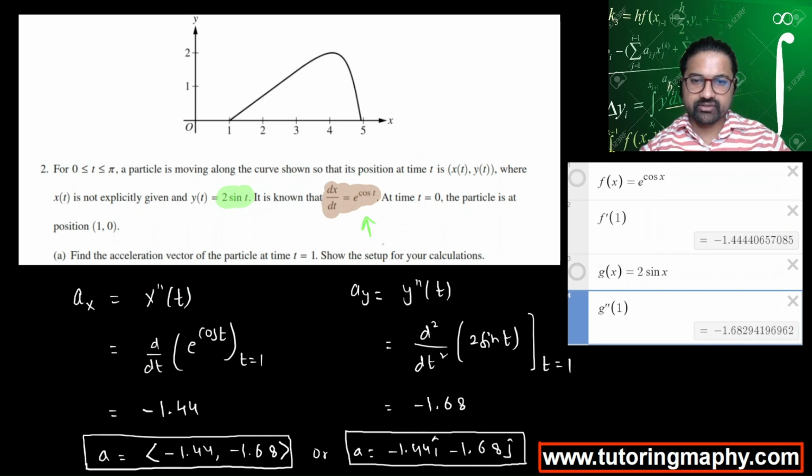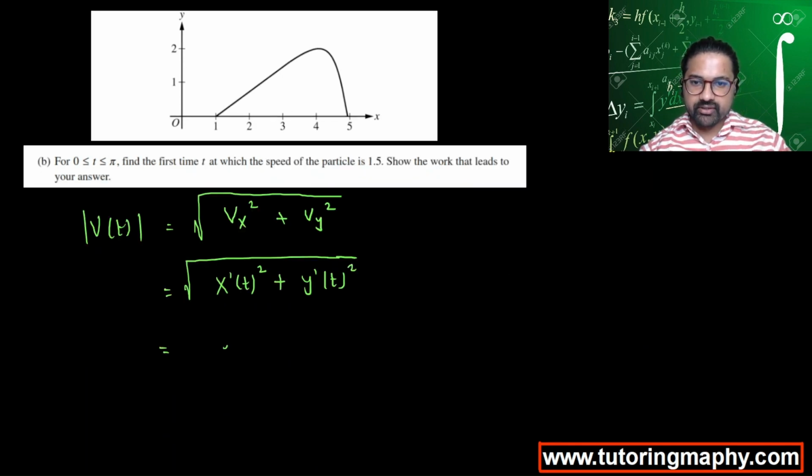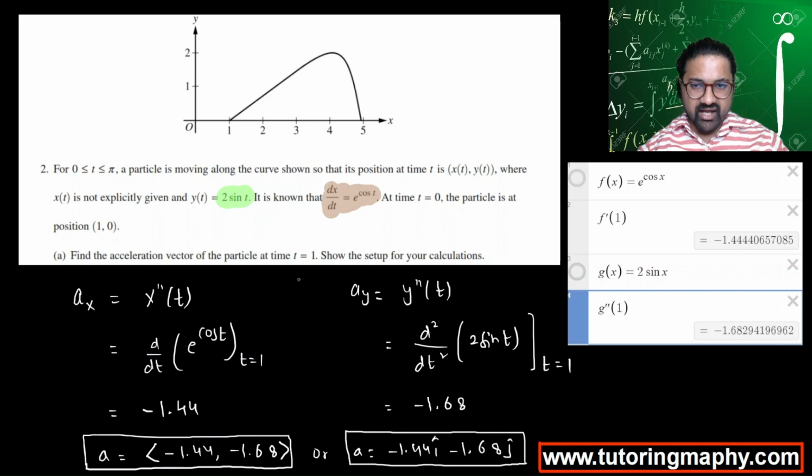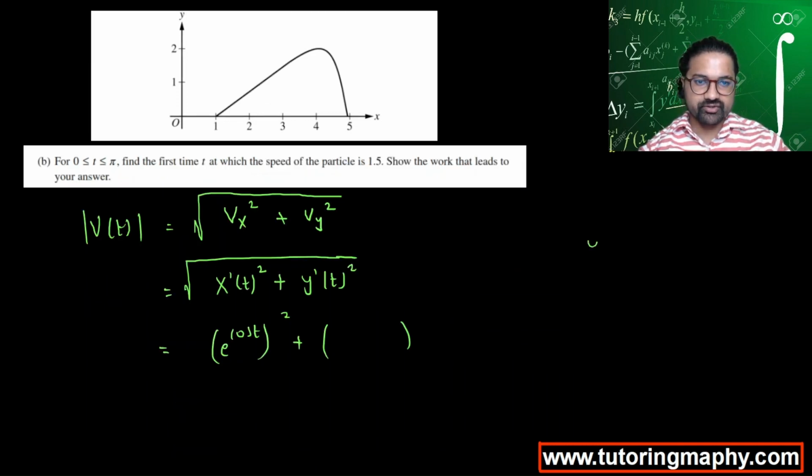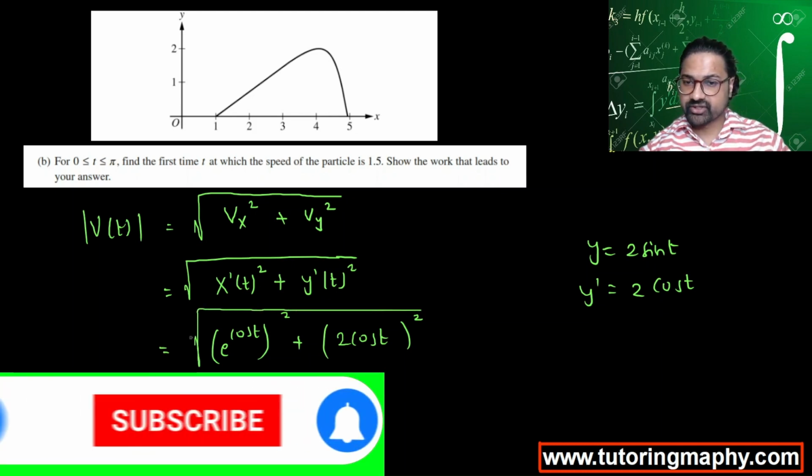It's e raised to cos t. So I'm going to plug that in over here, e raised to cos t whole square, and then I need the value of y prime t. I'm already given y, which is 2 sine t. Y prime is very easy to find because that is going to be just 2 cos t. So this is how we write 2 cos t whole square over here, and then we take the square root.